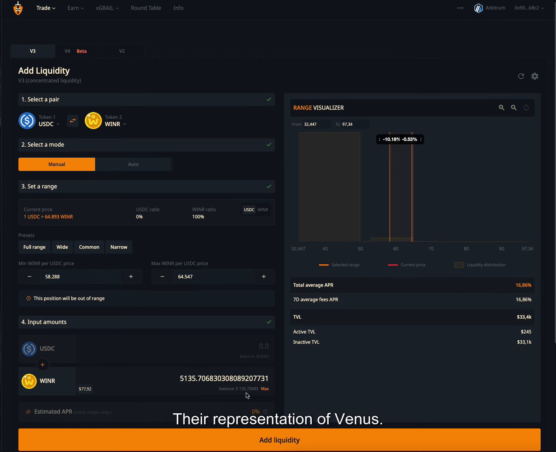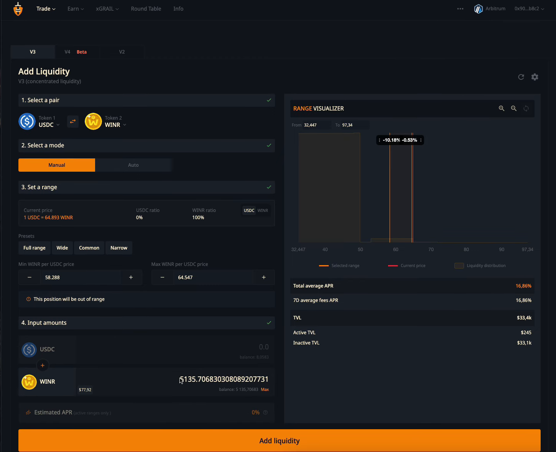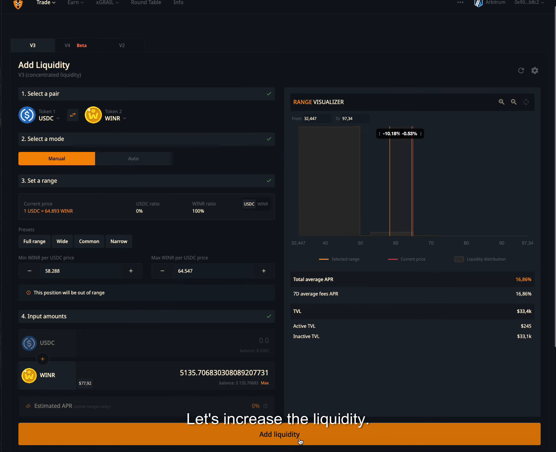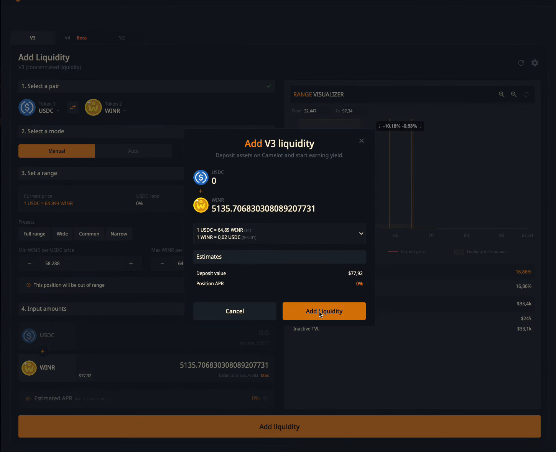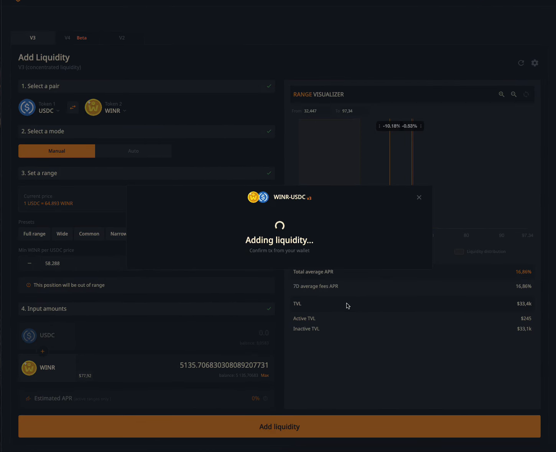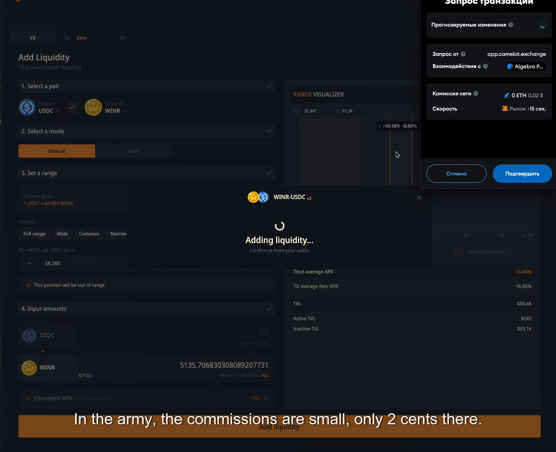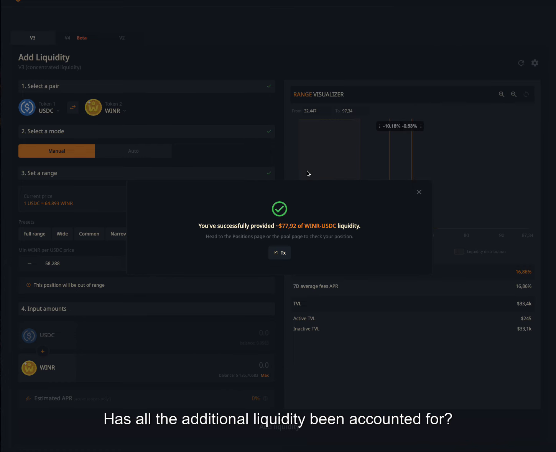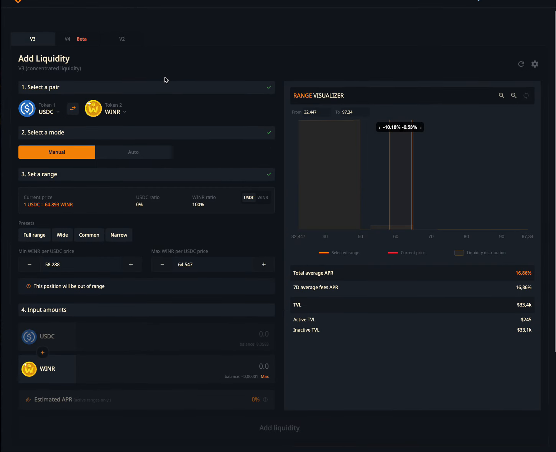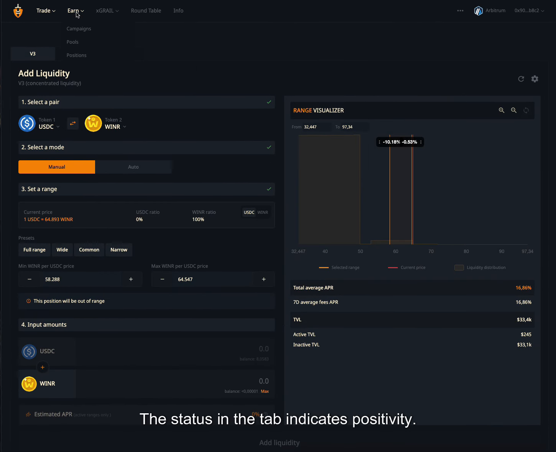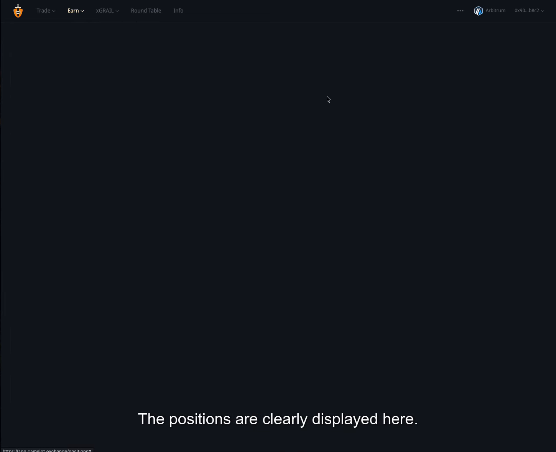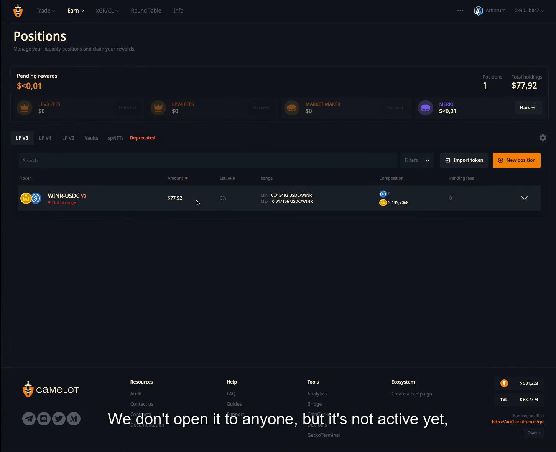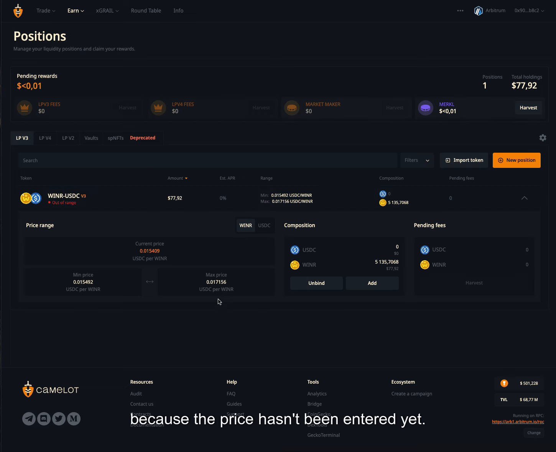Let's increase the liquidity. The commissions are small, only 2 cents there. Has all the additional liquidity been accounted for? The status in the tab indicates positivity. The positions are clearly displayed here. It's not active yet because the price hasn't entered the range yet.